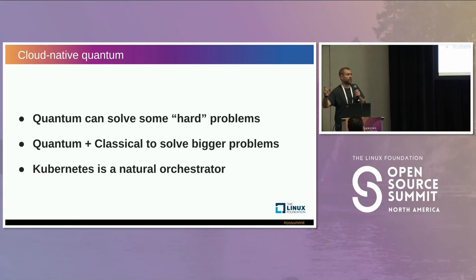And not just quantum, if we combine quantum and classical together, we're able to solve these bigger problems in a more efficient way. It's the marrying of the two technologies that makes things better for us. And last but not least, Kubernetes really serves as the natural orchestrator in terms of how we run these workloads and orchestrate them.